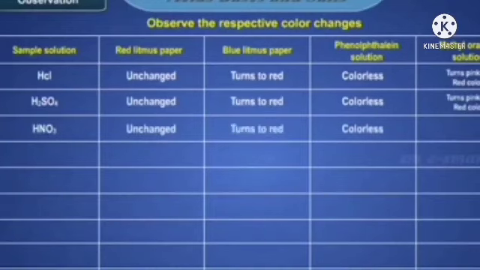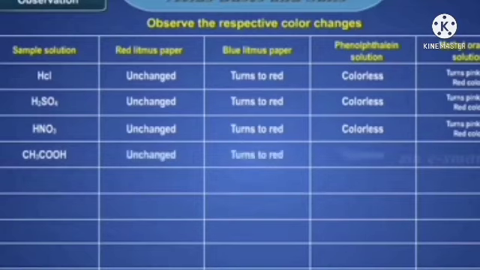HNO3: red litmus unchanged, blue litmus turns red. Phenolphthalein colorless, methyl orange red color. Acetic acid: red litmus unchanged, blue litmus turns red. Phenolphthalein colorless, methyl orange turns red.